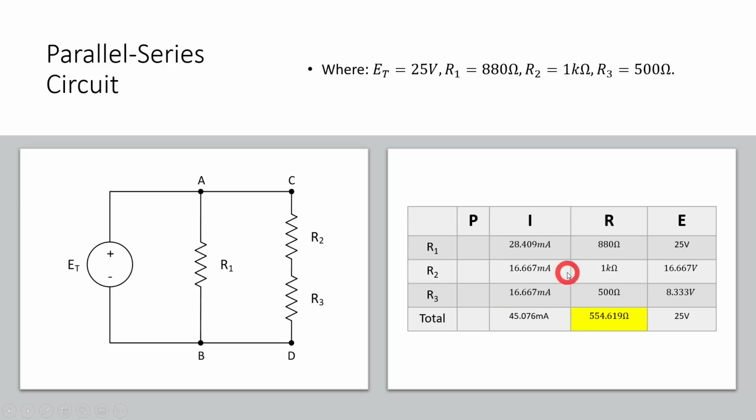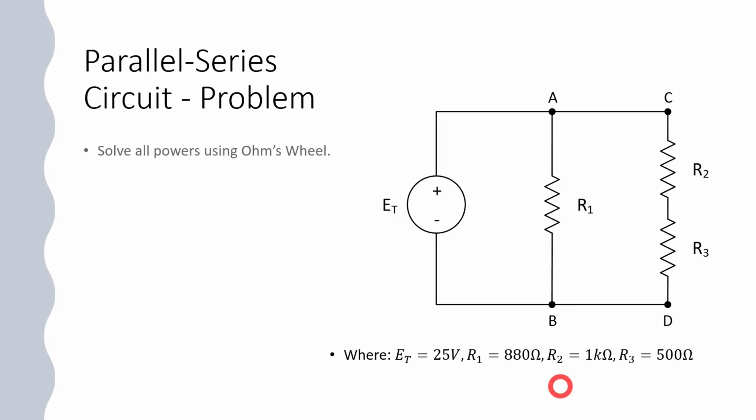And now it could be your choice as to how you actually want to calculate power, if you want to use I squared R or I times E. So we want to solve for all the powers just using our Ohm's wheel. And as I've stated before, I kind of like to use the givens. So since we are given voltage and resistance, I went ahead and used our 25 volts squared divided by our resistance. And our AB is 880 ohms because we only have that one resistor in there, and we get 710.227 milliwatts for that particular branch.